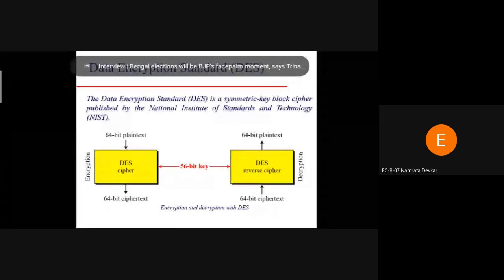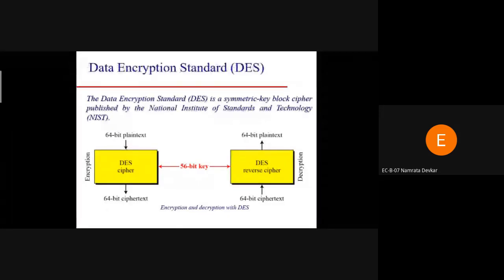At the receiver side, we also have to decrypt the code. For that, we have to convert the ciphertext into the plain text. In order to convert the ciphertext into the plain text, we have to use the inverse DES algorithm and the key of 56 bits.